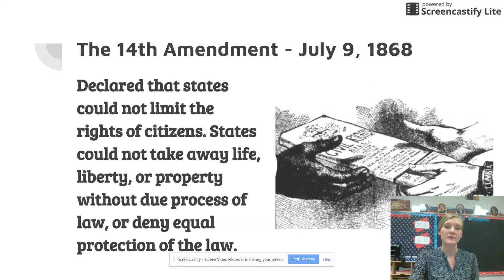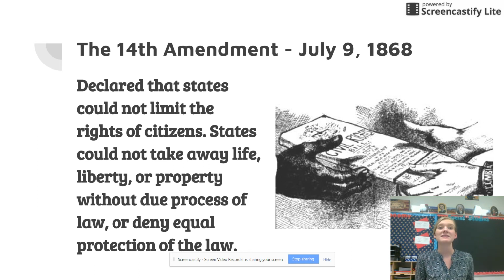Okay, cool. I think we skipped one. Now we have the 14th Amendment. Notice we've got a big jump in time here. Our last amendment was in December of 1865. So here we're looking at almost 2.5 years until this next amendment comes along.